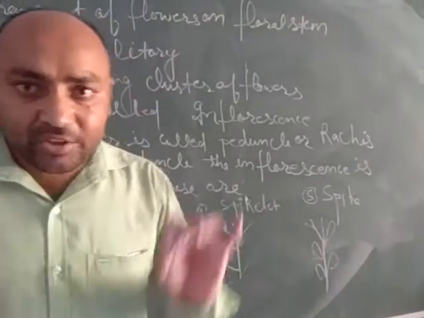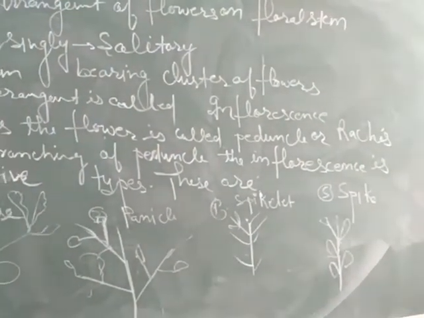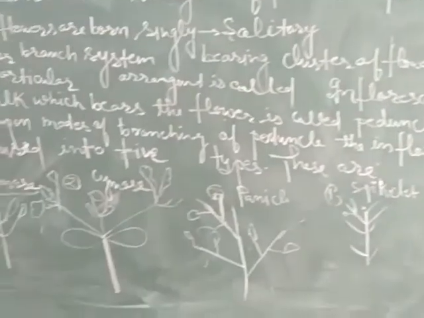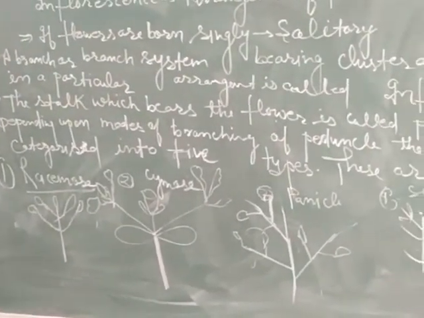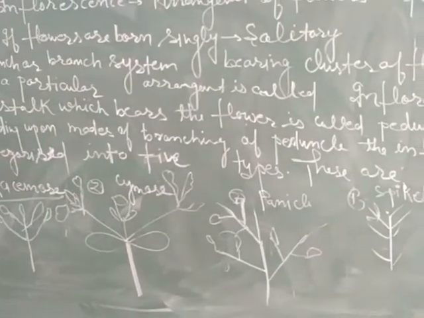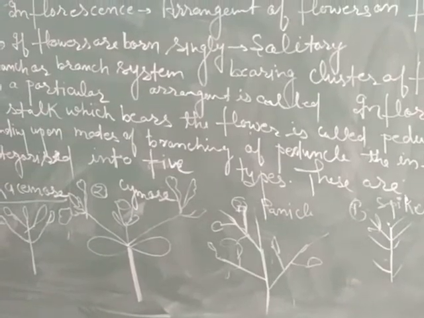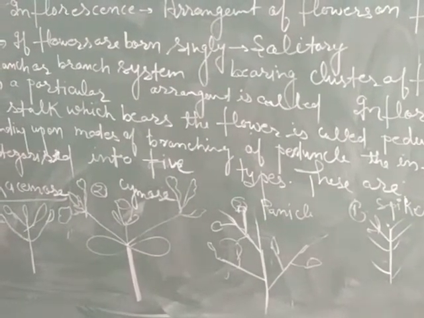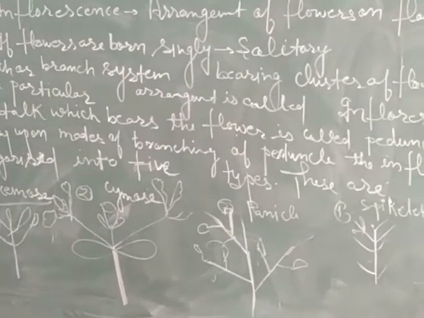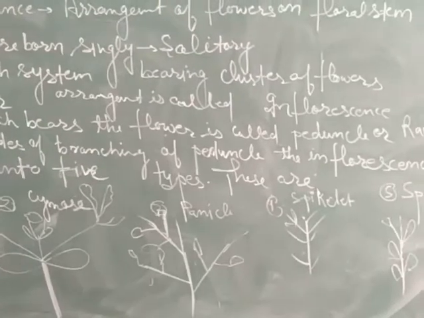Now on the basis of inflorescence, it can be categorized into two parts: determinate and indeterminate inflorescence. In determinate inflorescence, if one flower develops, then formation of another flower does not take place. But in indeterminate condition, when one flower develops, development of another flower also takes place.